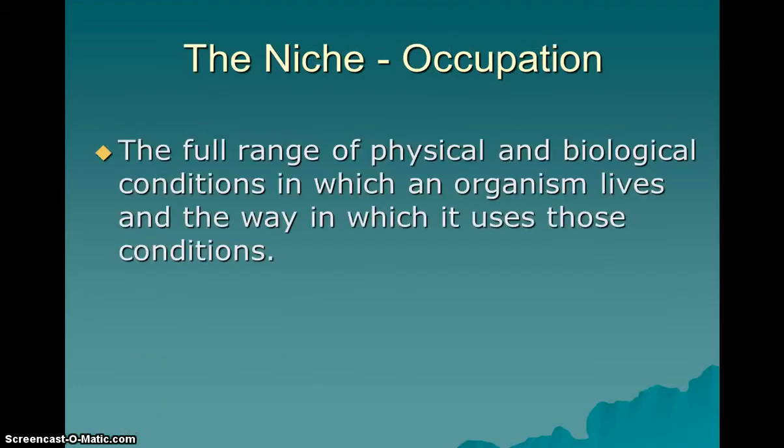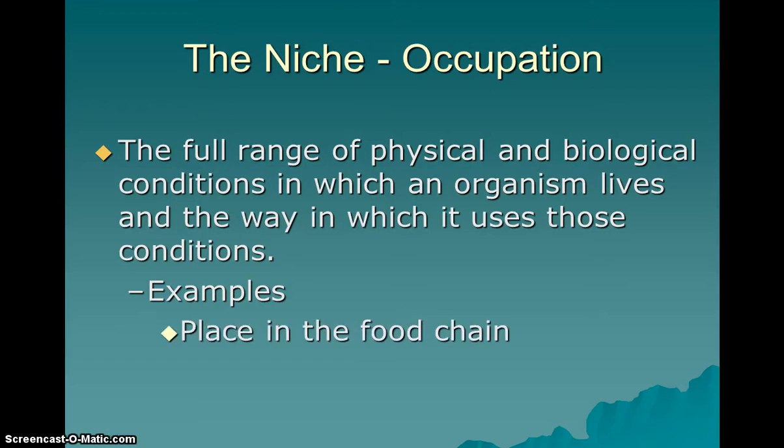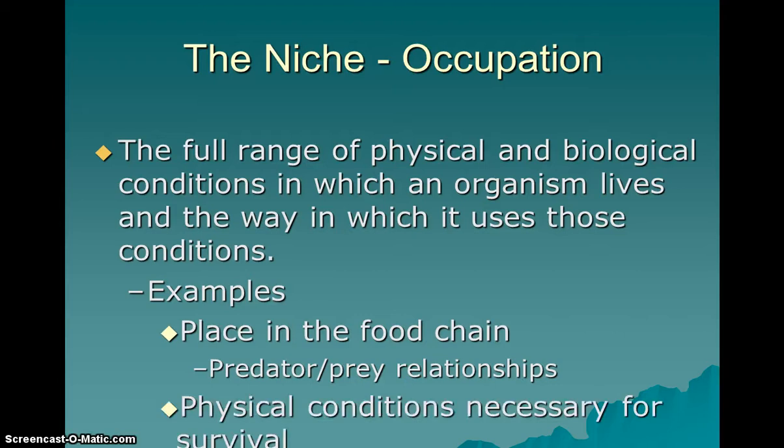A niche is going to be the occupation. So here is the definition for niche, which is also on your 14.1 conceptual understanding. This is a full range of physical and biological conditions in which an organism lives and the ways in which it uses those conditions. Some examples here: it's where it's at in the food chain, if it's a predator or prey, and physical conditions necessary for survival.